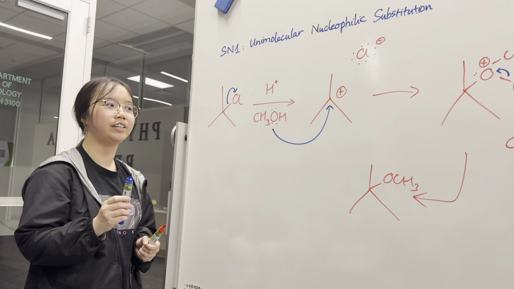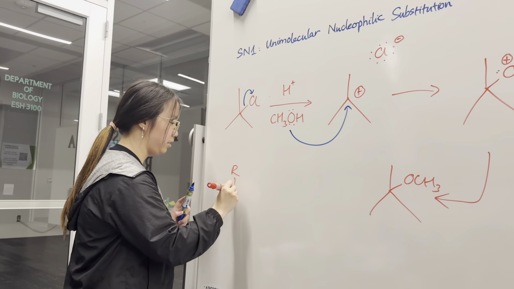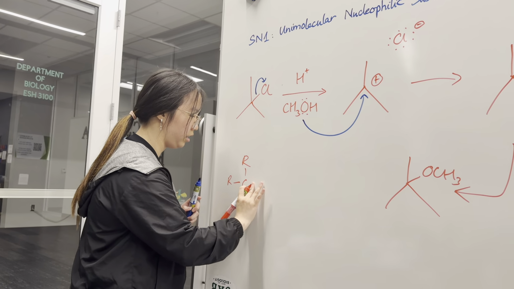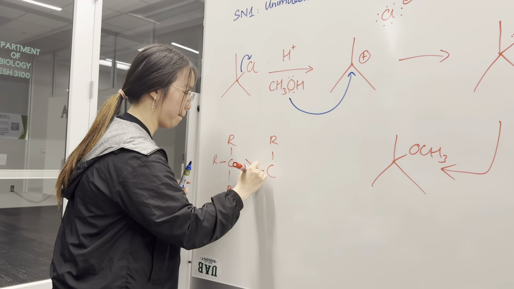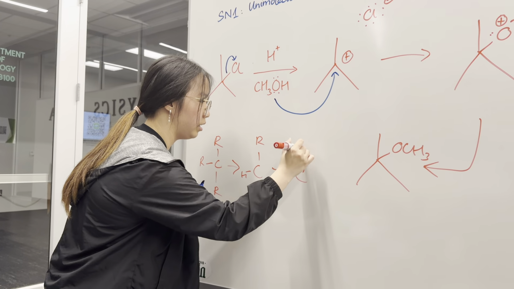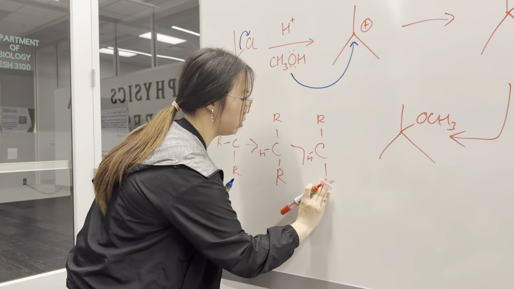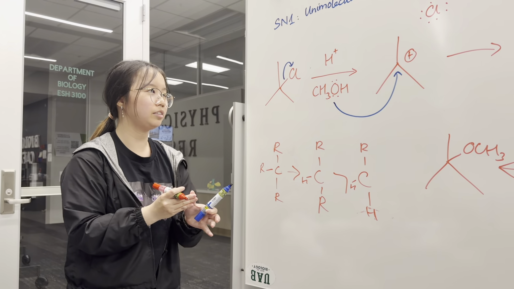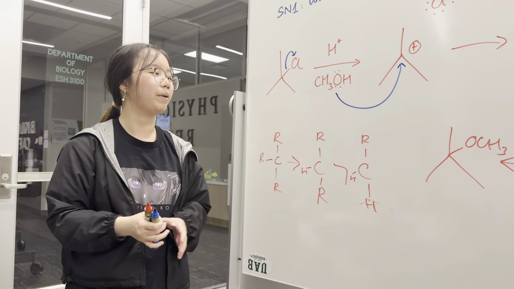For SN1 reaction, it will favor tertiary alkyl halides to secondary and to primary. So this is tertiary alkyl halide, then to secondary and then to primary. The main reason is that tertiary alkyl halide will give us the most stable carbocation compared to the primary.